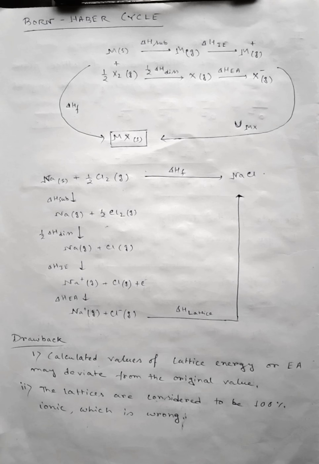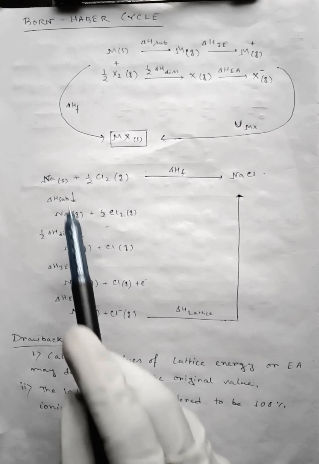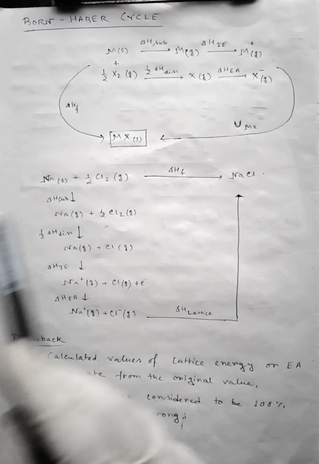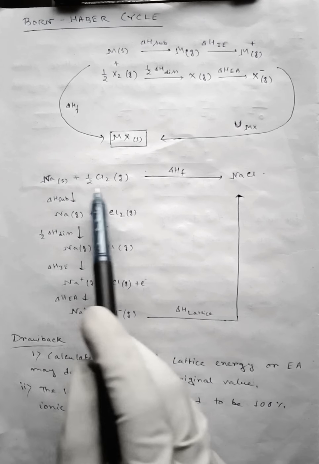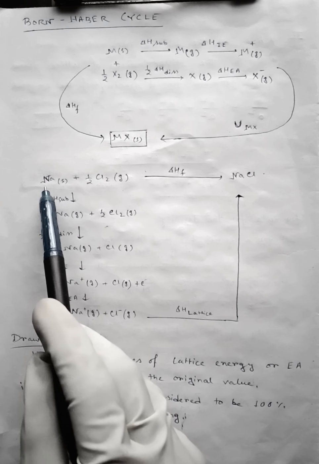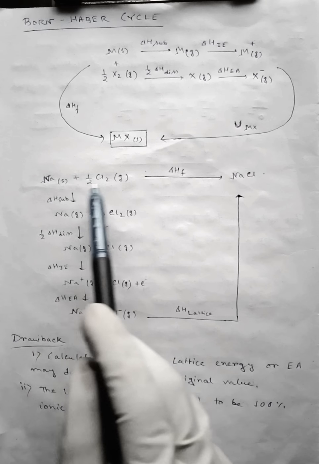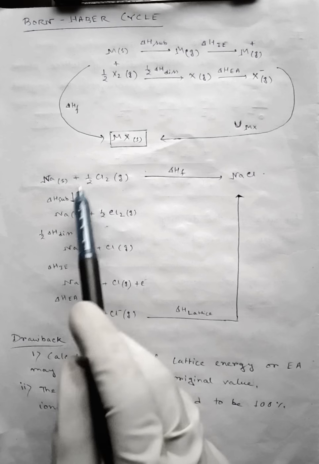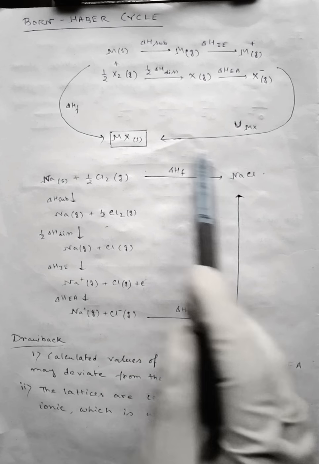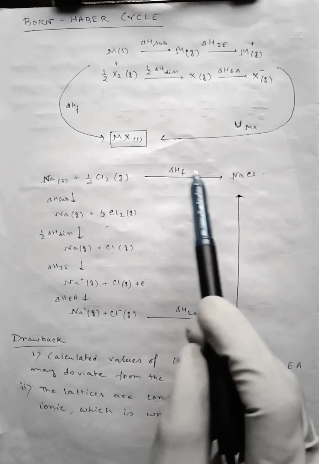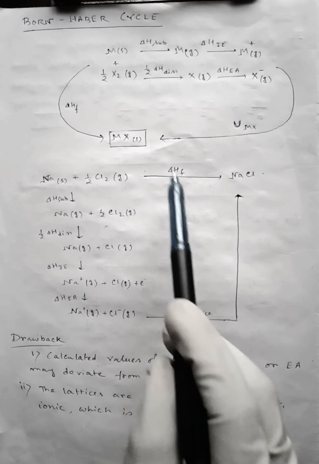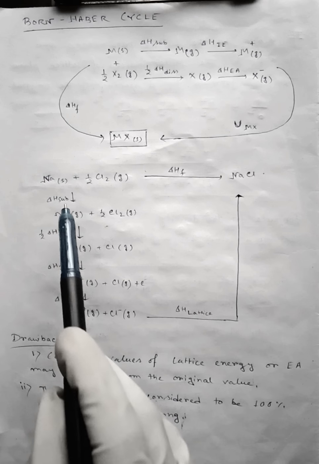according to numerical value. Now I have taken the example of NaCl. Just see, if we try to convert solid sodium and gaseous chlorine to NaCl, we need to give this heat of formation. That means the enthalpy of formation.